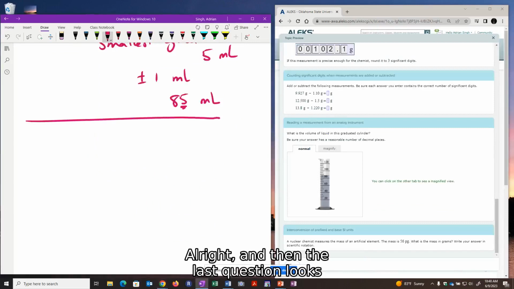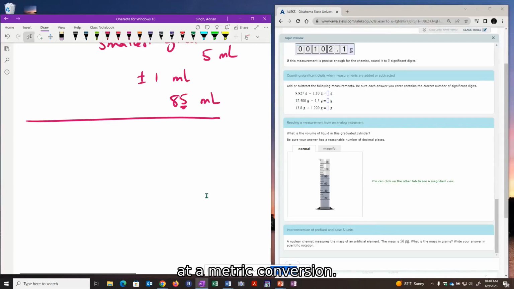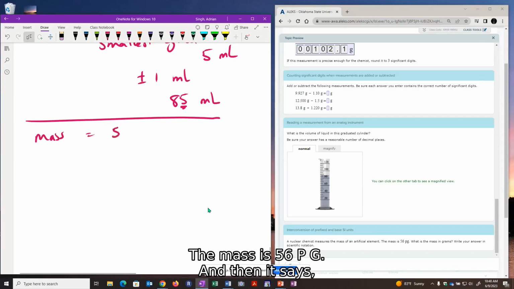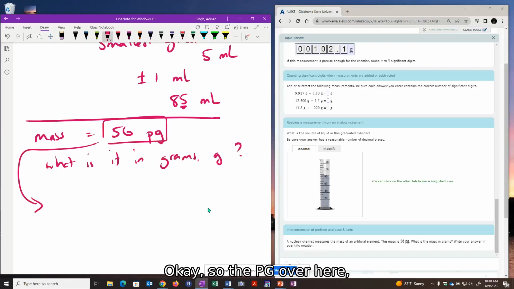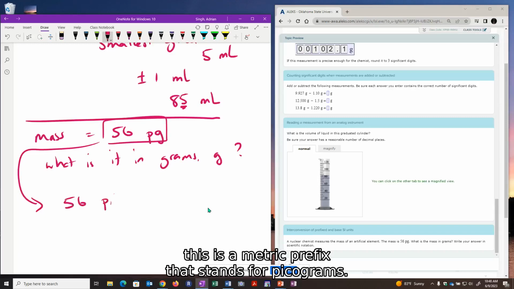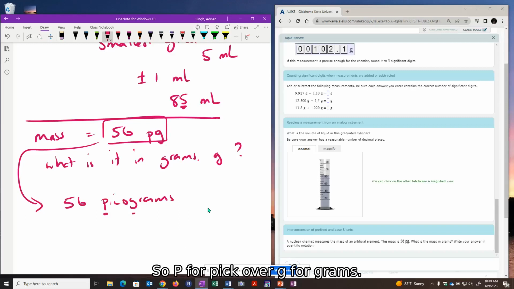All right, and then the last question looks at a metric conversion. So it says down here that a chemist measures the mass of an element. The mass is 56 pg, and then it says, what is this mass in grams? Which is g. Okay, so the pg over here, this is a metric prefix that stands for picograms. So P for pico, G for grams.